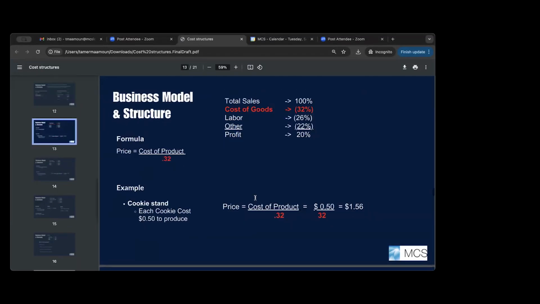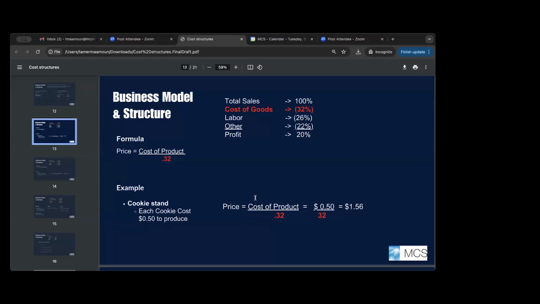So this one is a good example of a product-based business, right? The example right here is that you're opening up a cookie stand, and let's say you purchase all the ingredients that you need to create your product. In this case, it's going to be a cookie. Then you calculate that each cookie itself is going to cost you 50 cents out of pocket. So based on this model, because our intention is to get a 20% return, we're going to get 50 cents divided by 0.32, and that gives us $1.56.